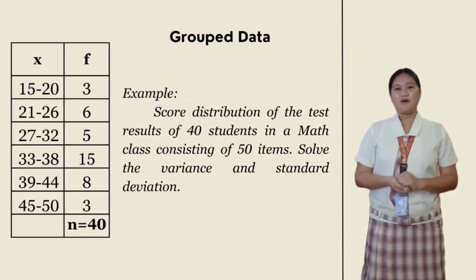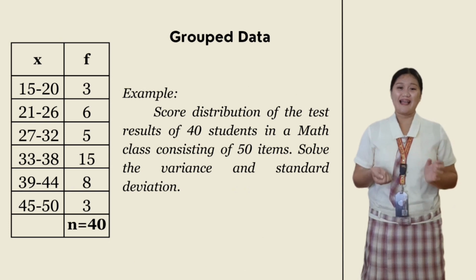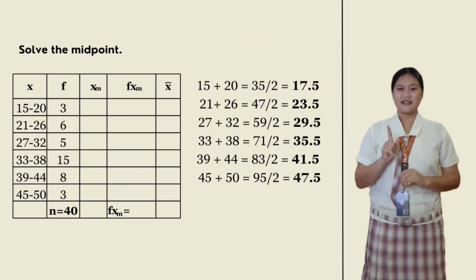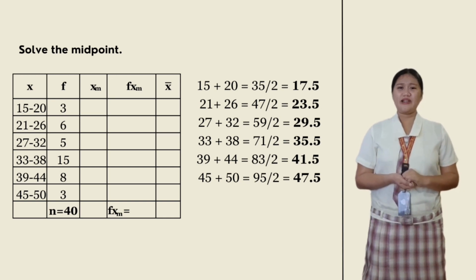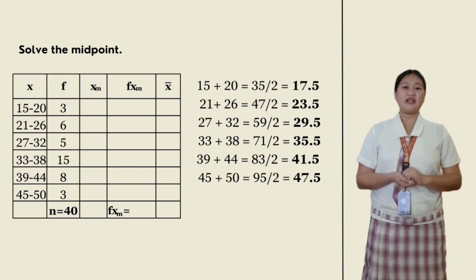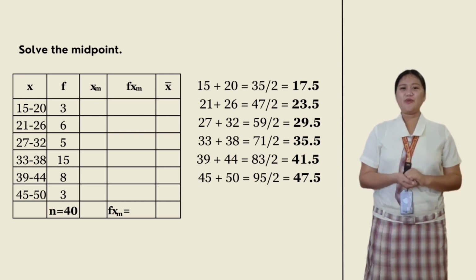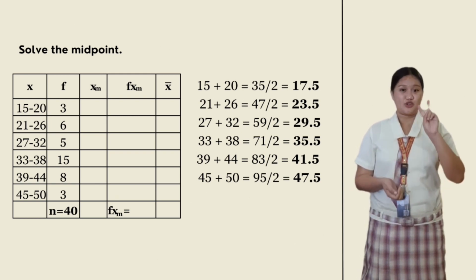Here is an example. Score distribution of the test results of 40 students in a math class consisting of 50 items. Solve the variance and standard deviation. First step, solve the mean value of this data set. But in order to solve the mean value, we need to find first the midpoint of each interval or the class mark. To solve the midpoint, we need to add the upper limit and the lower limit and divide it by 2.